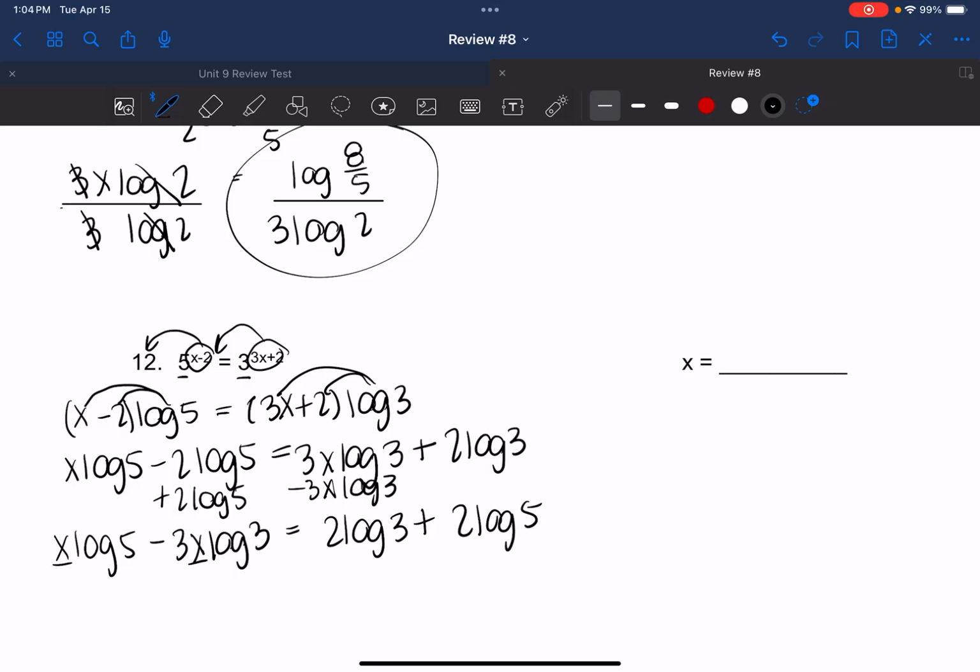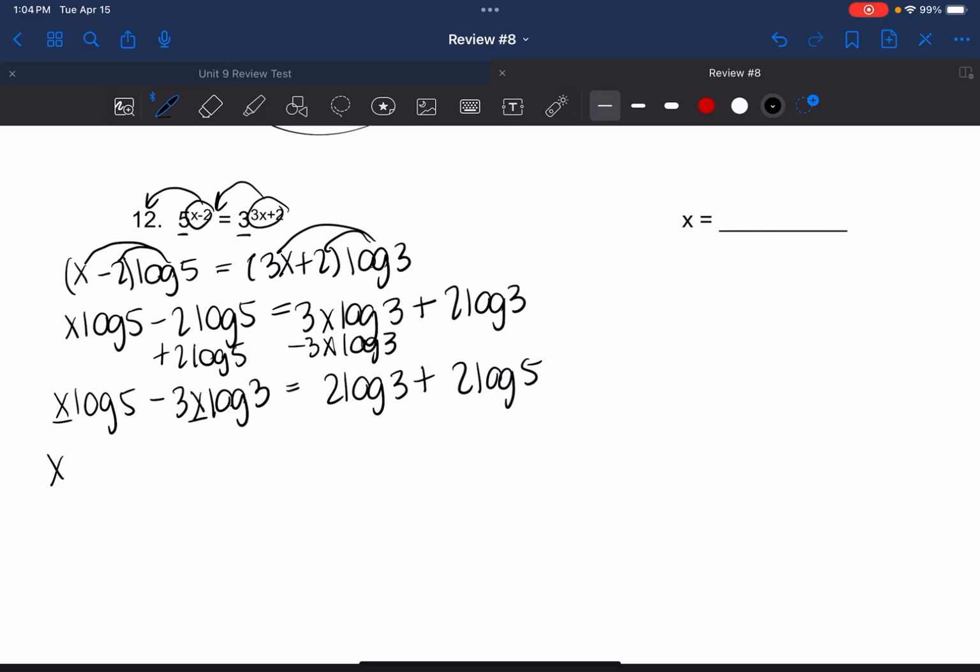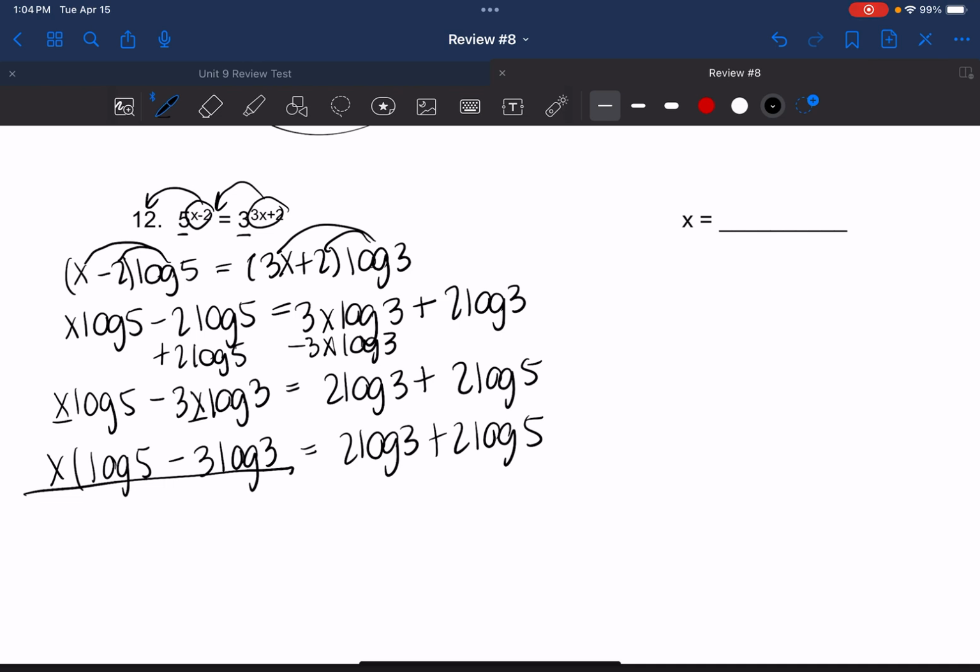Now both of these terms have an x in them, so I'm going to pull it to the front, which would leave me with x times log of 5 minus 3 log of 3 equals 2 log 3 plus 2 log 5. And now to get x by itself, I would just divide by log 5 minus 3 log 3, and I'd do that on this side as well.